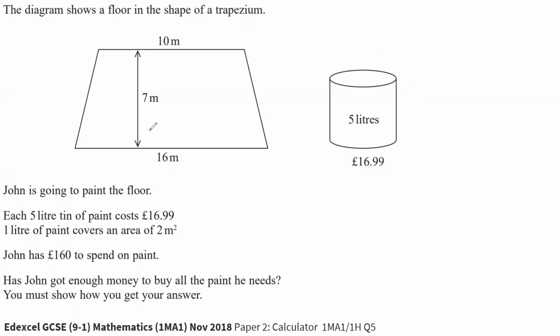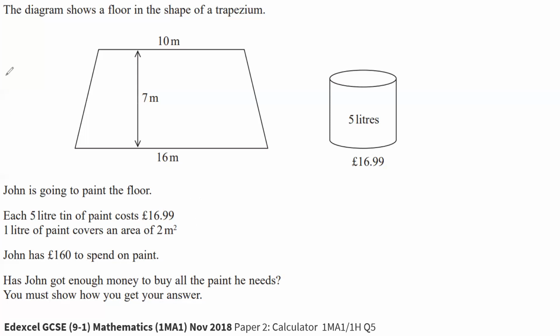Okay, so this question, we've got a floor in the shape of a trapezium, and we've got the dimensions of that trapezium, and we've been told that John's going to paint the floor. And each 5 litre tin of paint costs £16.99. 1 litre of paint covers an area of 2 metres squared, and John's got £160 to spend on paint. So has he got enough money to buy all the paint that he needs? Even just from reading the question, there's a lot of information in here, so we're going to have to work through it quite logically, I think.